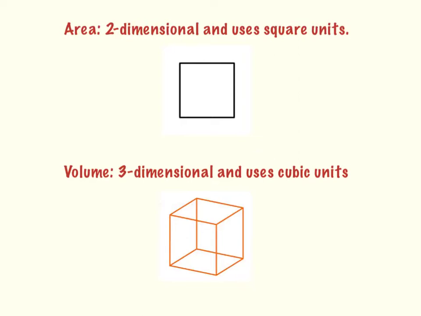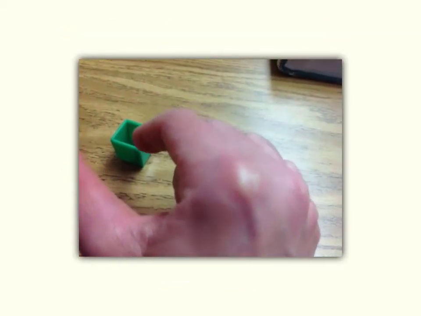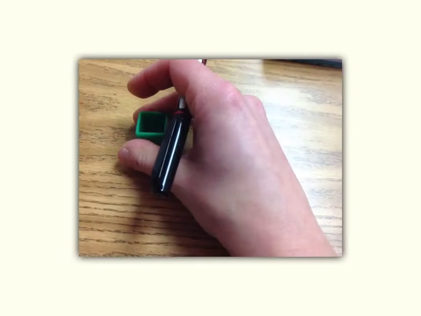Area is of two-dimensional figures and uses square units. So the square pictured there is just two-dimensional. It has a length times a width. And to figure out the area, we say that it's units squared. Volume, however, is a three-dimensional figure. It has a length, a width, and the third thing is the height. So when we evaluate volume, we use cubic units. A cube is three-dimensional because it has a length, a width, and a height. And that's the difference between 2D and 3D.